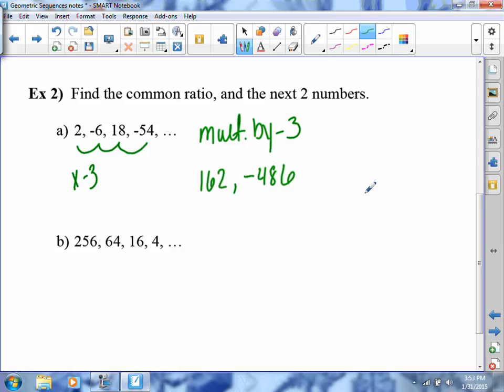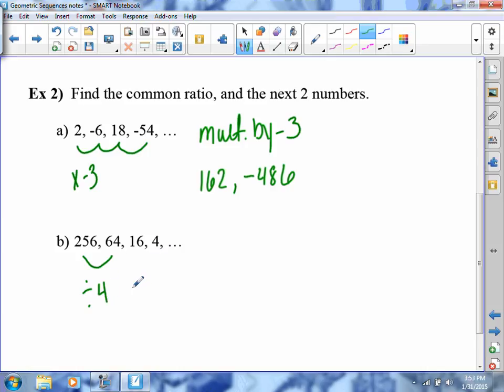Now in part B, to go from 256 to 64, we're decreasing. So that means we're dividing. Now, if you can't figure out what you're dividing by, take 256 and divide it by 64. That will give you the number you're dividing by. Or look down here at some of the smaller numbers. Okay? And maybe you know 64 divided by something that gets you 16. Or 16 divided by something that gets you 4.